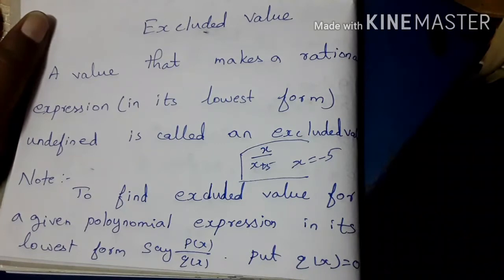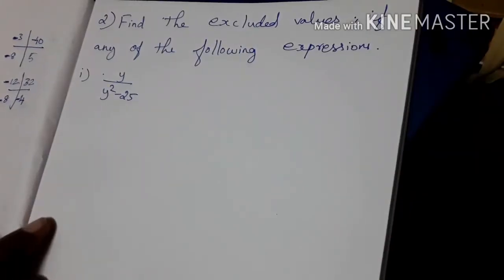Now we will see the exercise. In exercise 3.4, second sum. Find the excluded values, if any, of the following expressions.